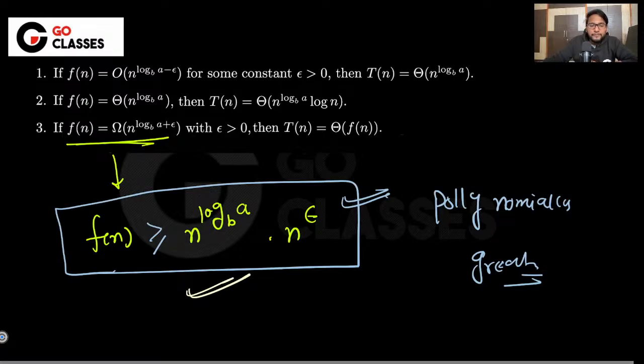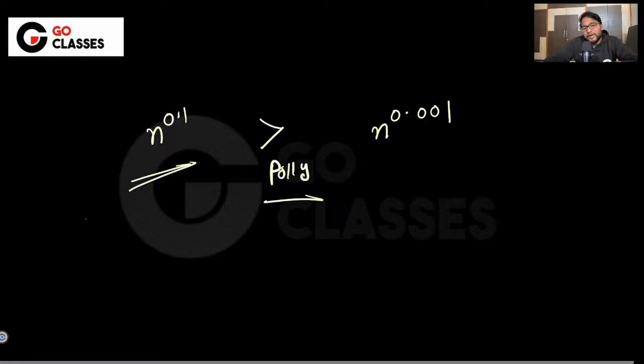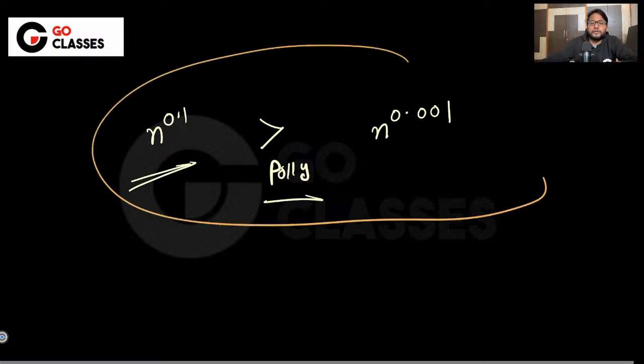Tell me, is n power 0.1 polynomially greater than n power, let's suppose, 0.001? Is this polynomially greater? Yes. Because this is n power something greater, right? It should be n power something greater. So hence these two are polynomially greater.